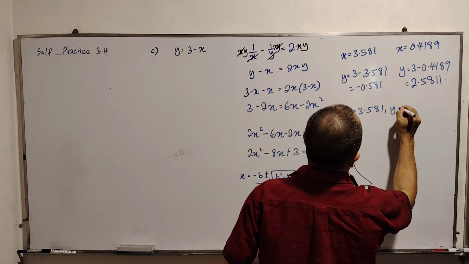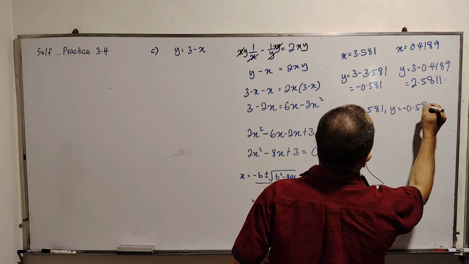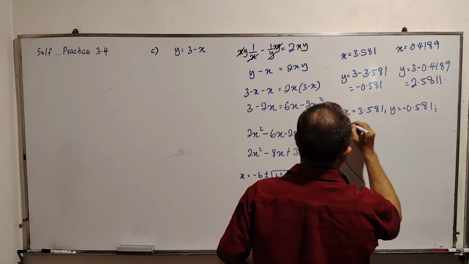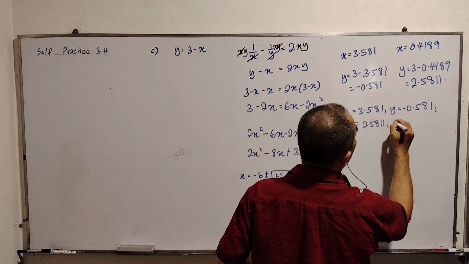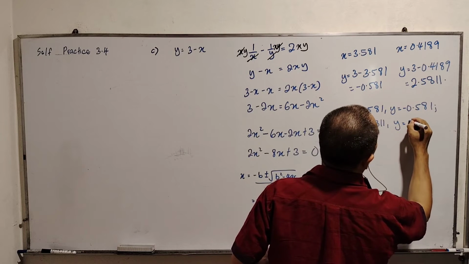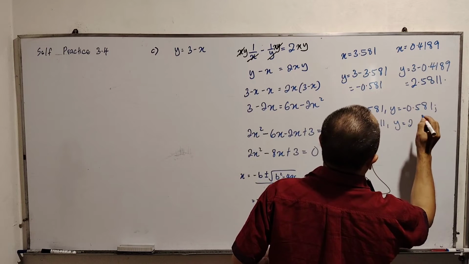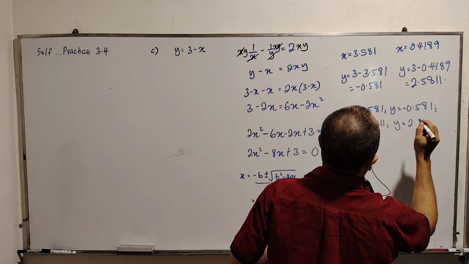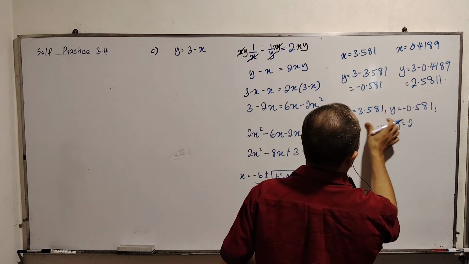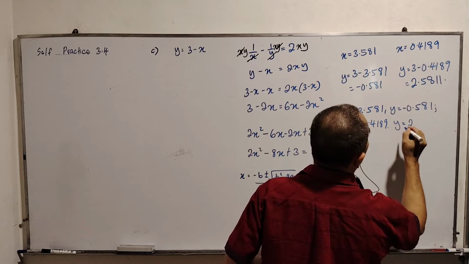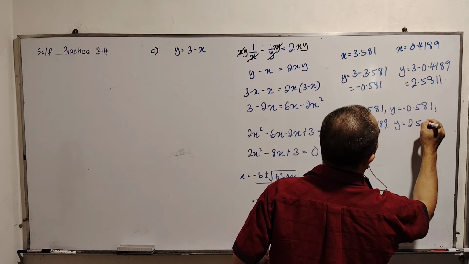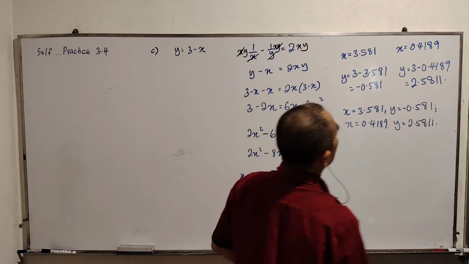Okay, then start to write down: x is 3.581, y is negative 0.581. And when x is 0.4189, the value of y is 2.5811.